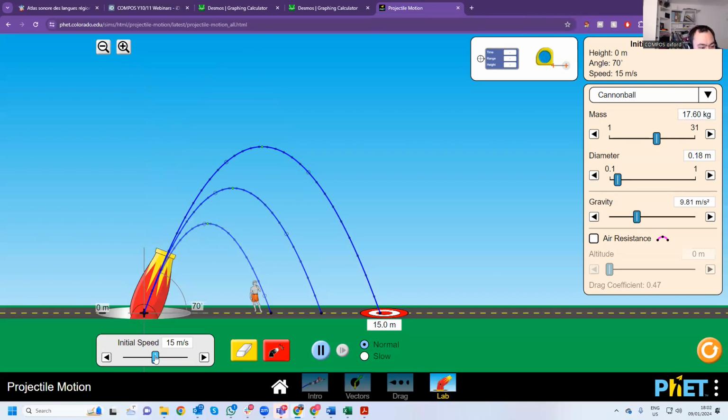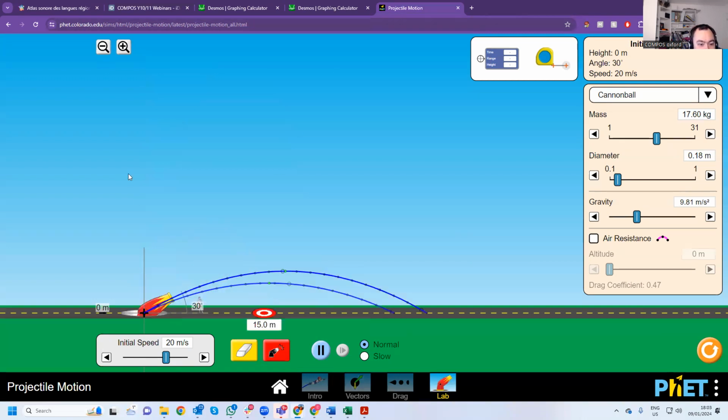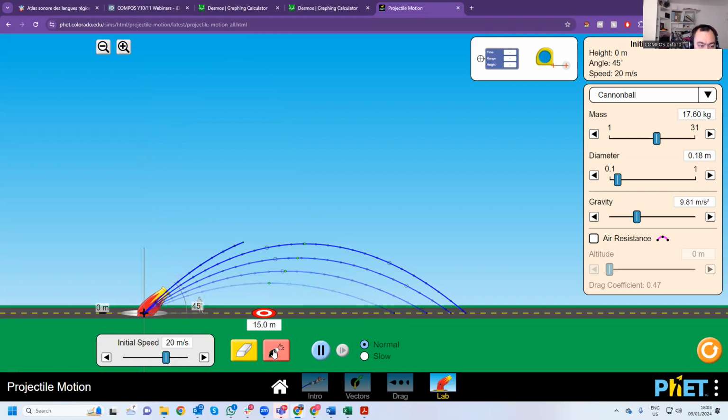You can also change the angle. Let's say you have a fixed speed of 20 and you can change the angle. So starting from 25, 30, let's go further, 35 degrees, 40 degrees, 45 degrees, and then 50 degrees.